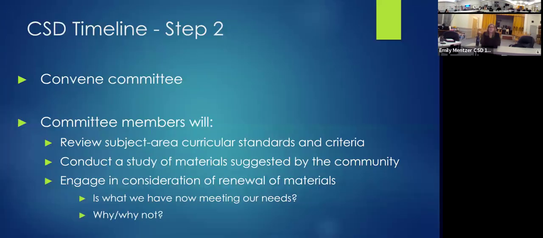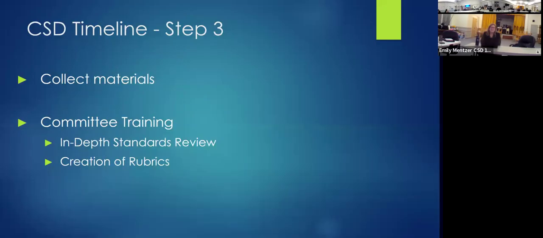Step 2 will be to convene the committees. Committee members will be solicited to review subject area curricular standards and criteria. We'll do a study of the materials that the community has suggested based on what we just looked at with those flyers, and we'll engage in consideration of renewal. We will look at, is what we have now meeting our needs, and why or why not? And then what are our needs going forward? This is very likely to look like we will have three separate committees that convene to do this conversation. And from there, we'll find out how high is our mountain to climb for this year.